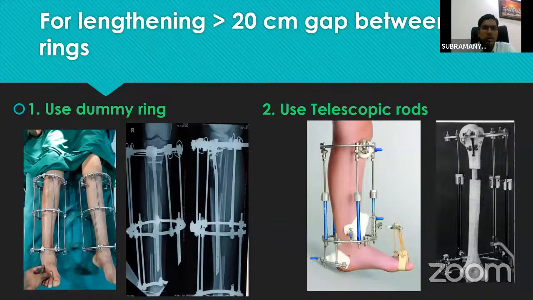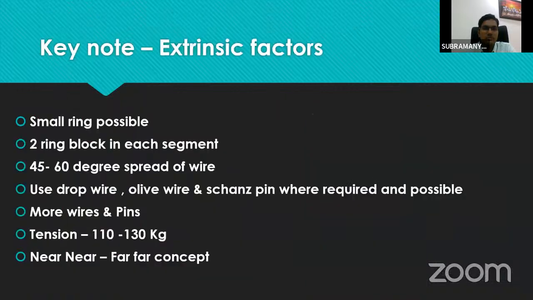This is a case of lengthening over nail where you have used a dummy ring in the middle segment so that the rod doesn't bend. And you can use a telescopic rod also in lengthening cases, so that the rod doesn't bend.